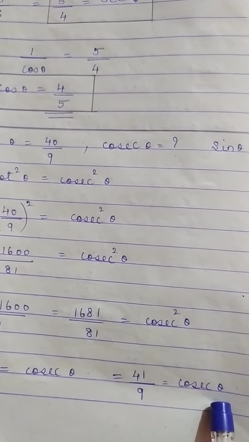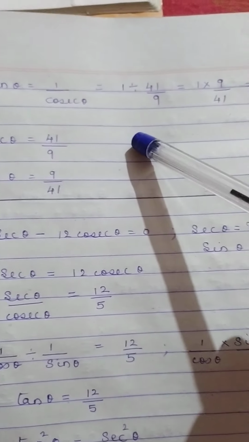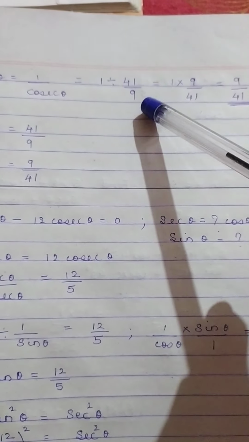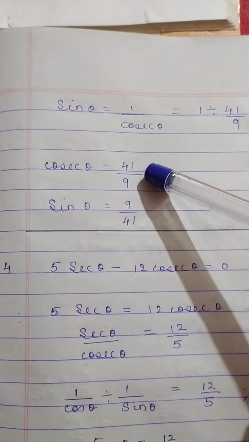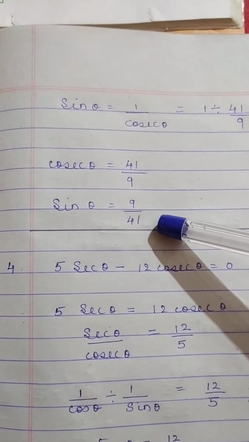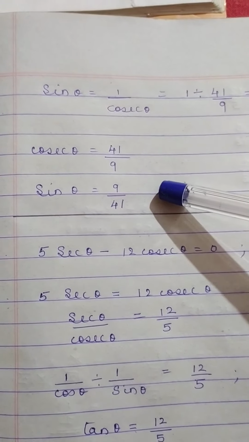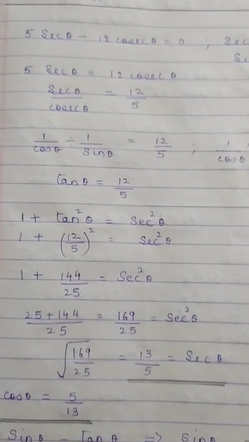Okay, then the next thing is to find sin theta. We know it is the reciprocal of cosec theta. So 1 divided by 41 by 9, my answer is 9 upon 41. Finally, write down the values of what they have asked, both cosec theta and sin theta in this question, and so on, follow for all your questions. Okay. Now we go to question number 4.